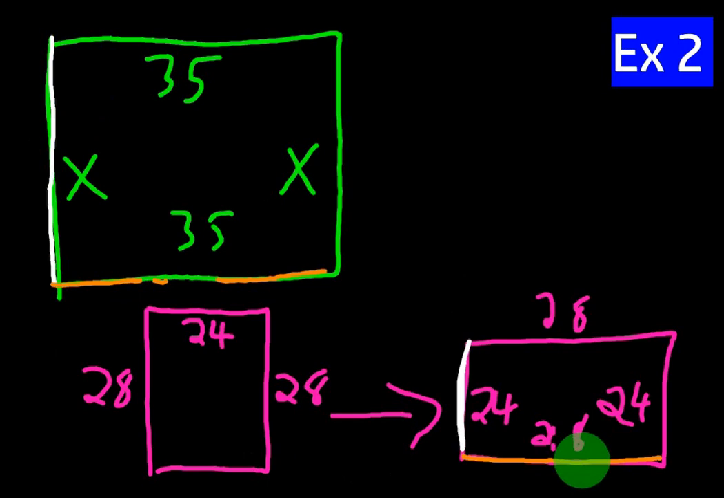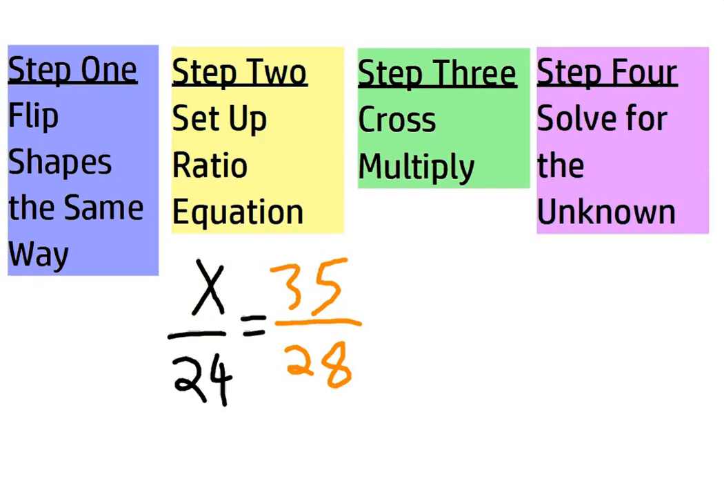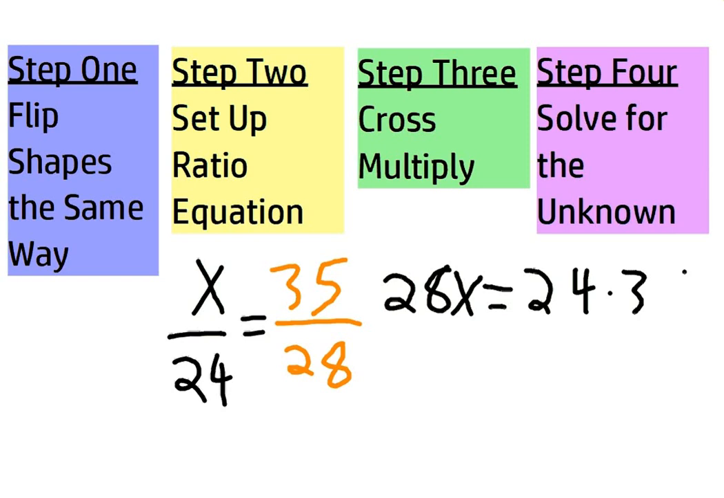All right, here's the shapes we had for example 2. So this one is going to be 28x. Turn around, please. Thank you. Equals 24 times 35. There you go. There's the dot. So again, what you're doing is you're multiplying bottom right times top left equals bottom left times top right. Any questions on that?